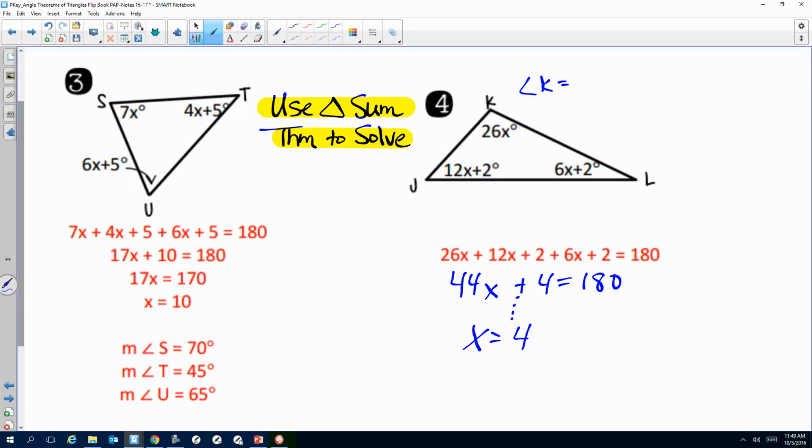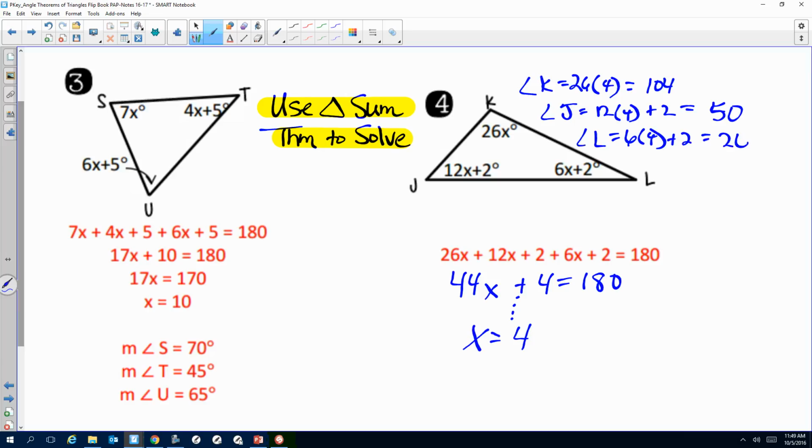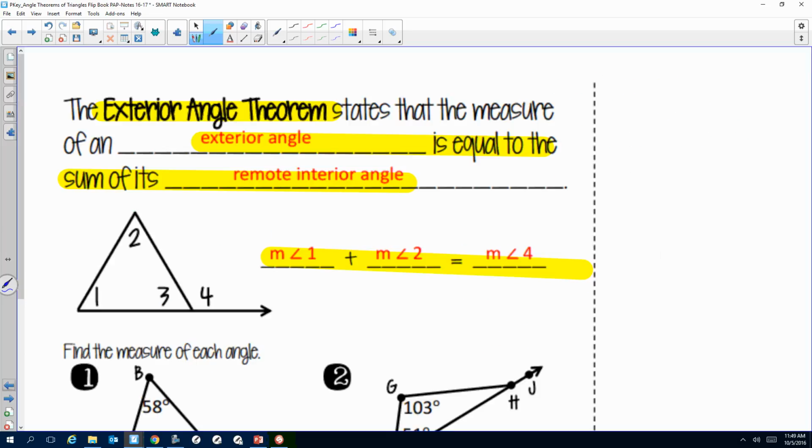Angle K. Basically, I plug it in, 26 times 4, 104. Then we're going to do angle J, which is our 12 times 4 plus 2. So we should have, this one's 50. And then angle L, which was, what was that one? Oh, 6x. 6 times 26. All right, so questions on a problem like that? Okay, most of y'all got the first one right on the entrance ticket, so I'm not worried about this one.